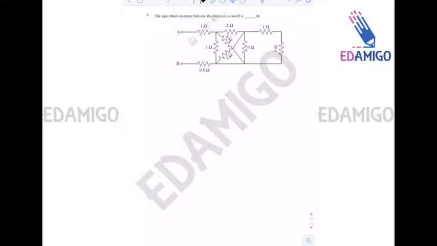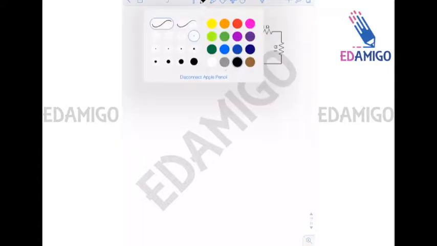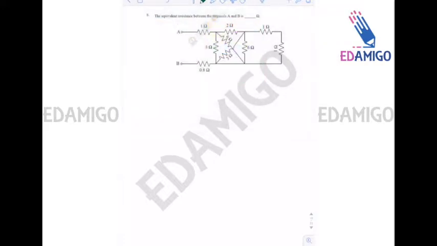Now let's look at another question. This is a very simple question. You might look at the question. This question might look very lengthy, but it's a very simple question, right? So first of all, we have to find out the equivalent resistance between terminals A and B, right? So we have to find out the resistance between the two.